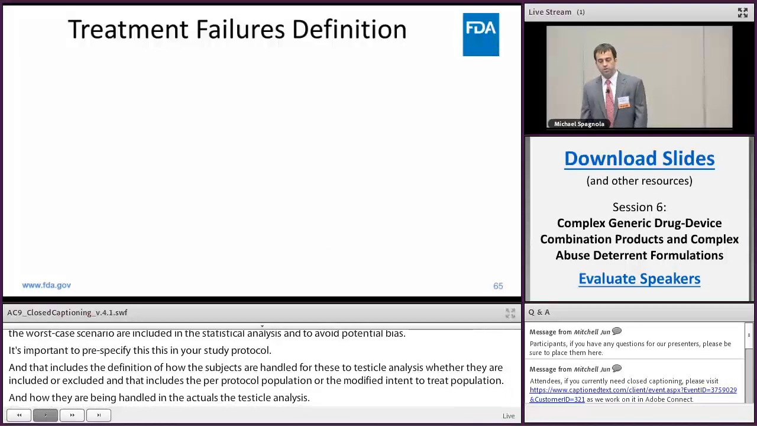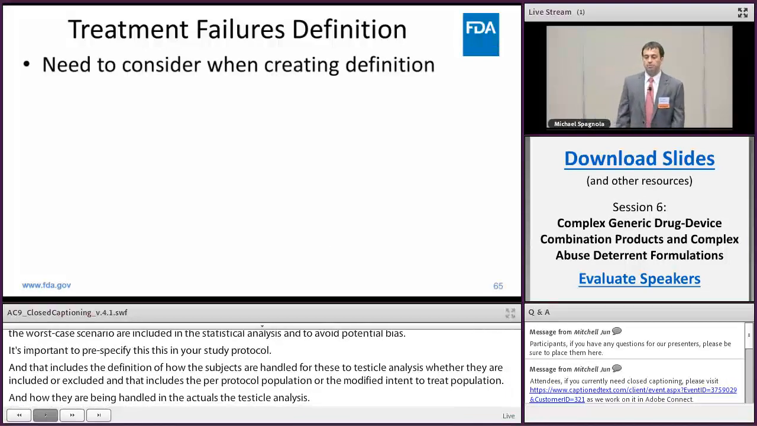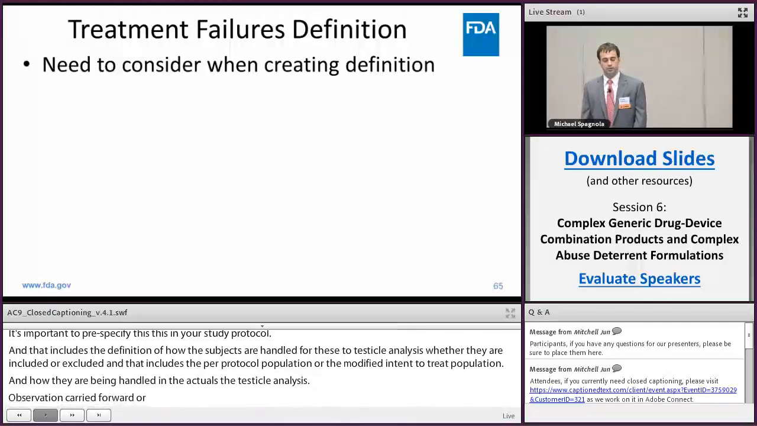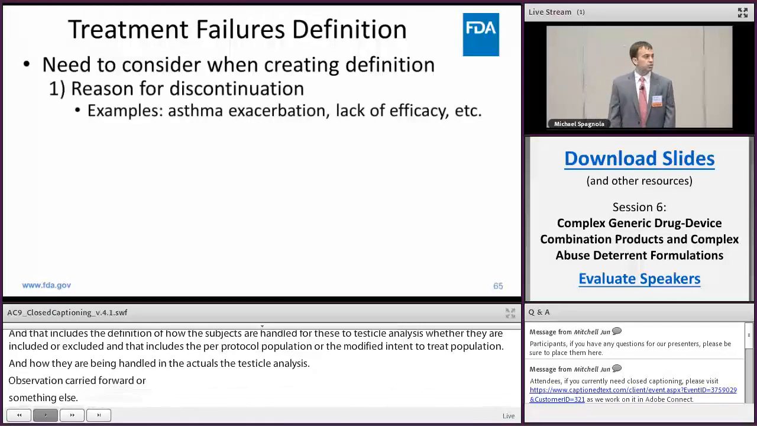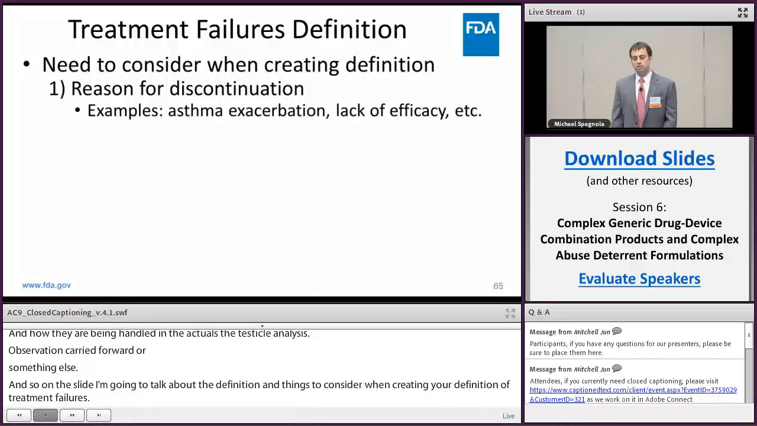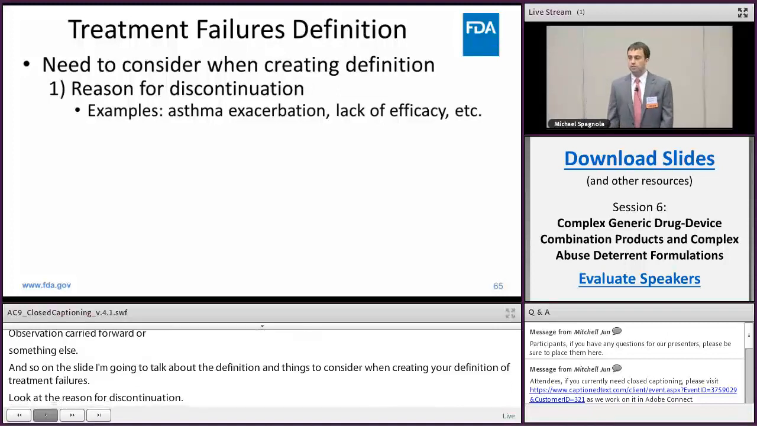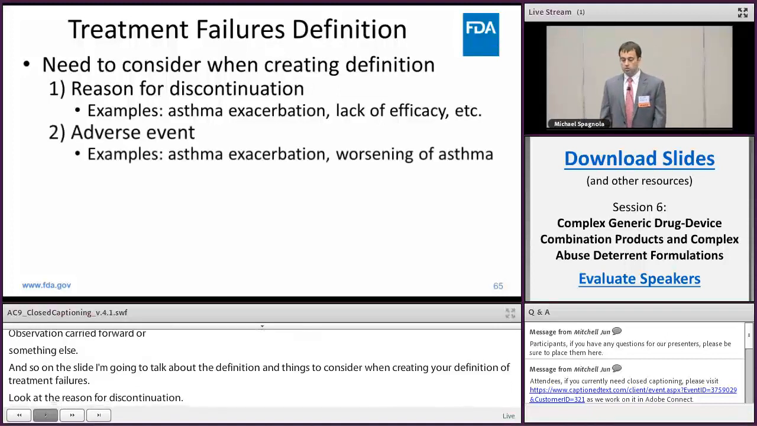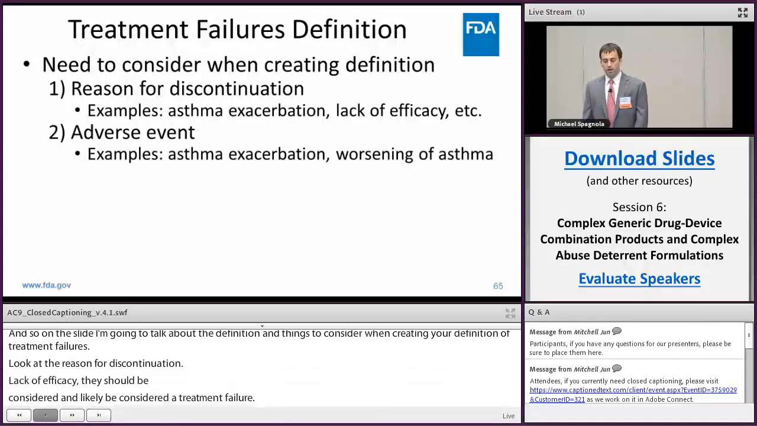On this slide, I'm going to talk about the definition and things to consider when creating your definition of treatment failures. So think about those subjects, and look at their reason for discontinuation. For example, for a study of asthma patients, if a subject discontinued due to asthma exacerbation or lack of efficacy, they should likely be considered a treatment failure. For those subjects who had an adverse event that led to discontinuation from the study of asthma exacerbation or worsening of asthma.